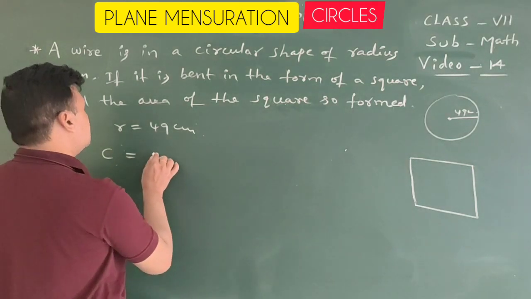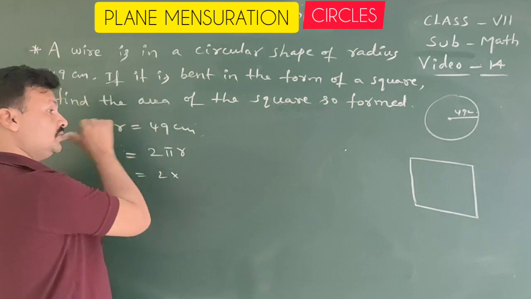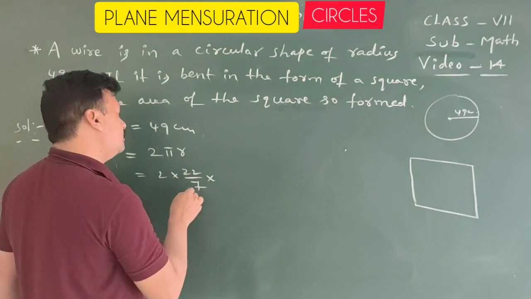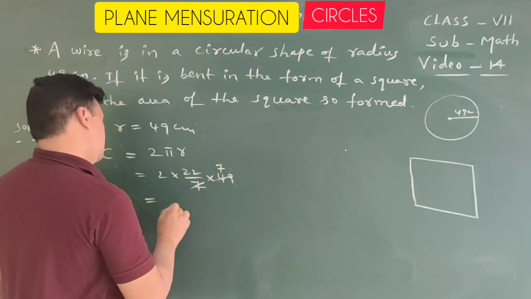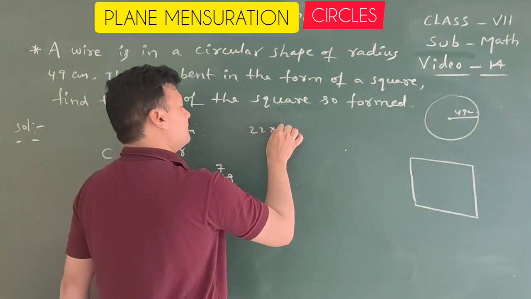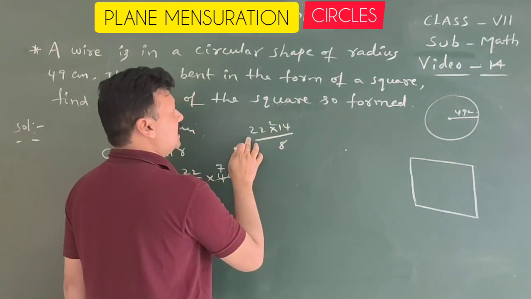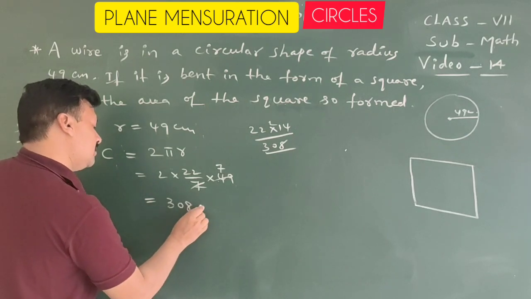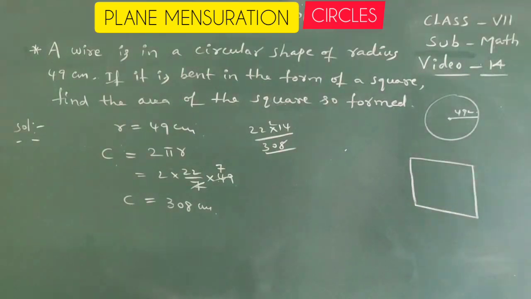So here C equal to 2 pi r. So 2 into 22 by 7 into r, that is 49. Here 7 times, so 7 2s are 14, 22 14s. Now 14 2s are 28. Again 14 2s are 28, plus 2 is 30. So 308. So 308 centimeters is the circumference of the given circle.